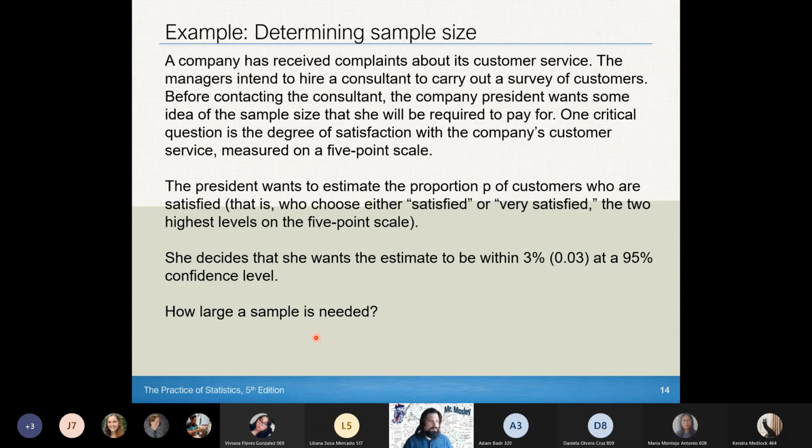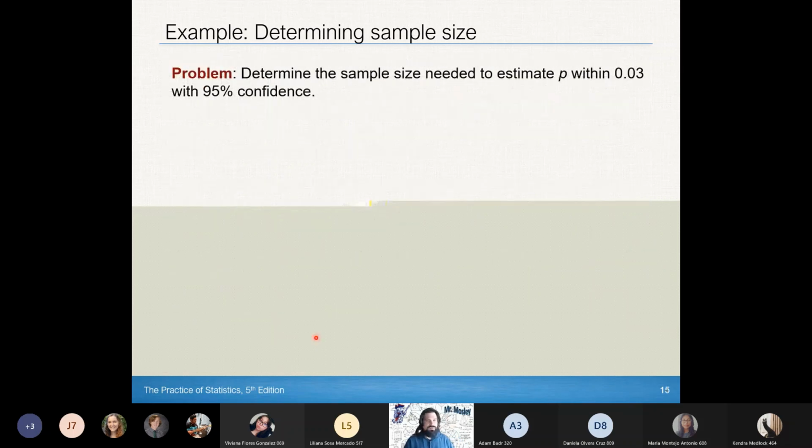Right, so here is our context. What we're trying to solve here, our problem, is we need to determine the sample size needed to estimate P within 0.03 with 95% confidence. The critical value for 95% confidence ends up being a z star of 1.96. We found this result earlier in the presentation, when we looked at the 95% confidence interval and the critical value that goes along with it.